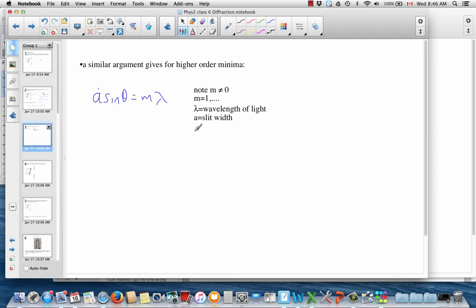Now, a similar derivation gives for the higher order minima, the higher order destructive interference, a sine theta is m lambda, so 2 lambda, 3 lambda, 4 lambda. Now, note in our derivation, m equals 0 didn't come out because the first minimum was at m equals 1. Okay? So lambda is the wavelength, a is the slit width. This is where you find the minima.